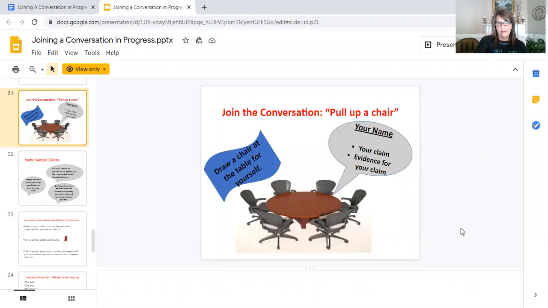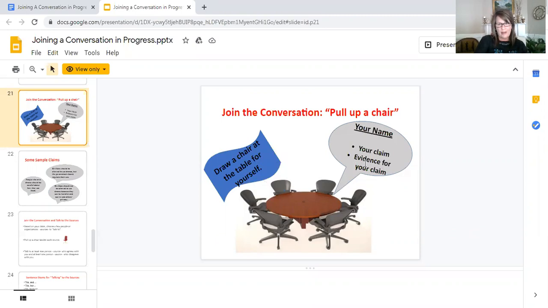So it's time now that we have our word balloons filled out. It's time now for us to pull up our chair at the table. So everyone draw yourself a chair and a word balloon, put your name here, and then put your claim and some evidence for your claim. The evidence can come from, a large part of it should come from your sources. You're writing a source-based argument.